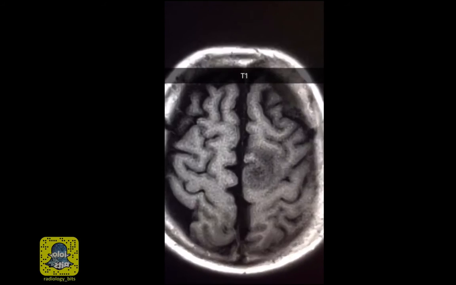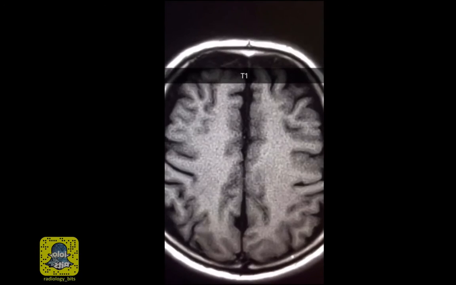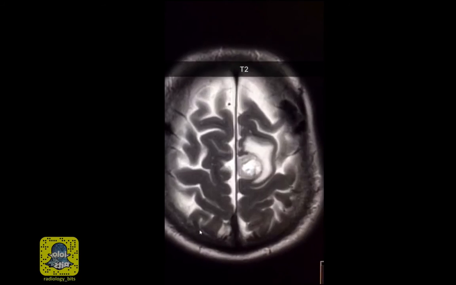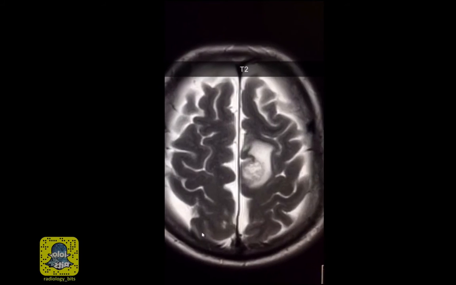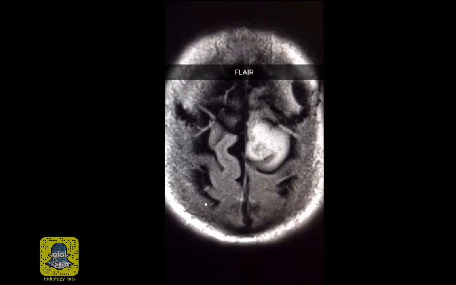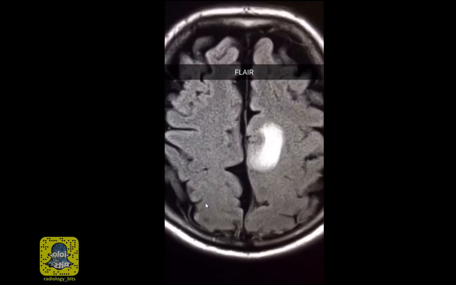A 74-year-old male patient who presented with headaches. You've seen the T1 MRI. This is the T2. And this is the FLAIR.